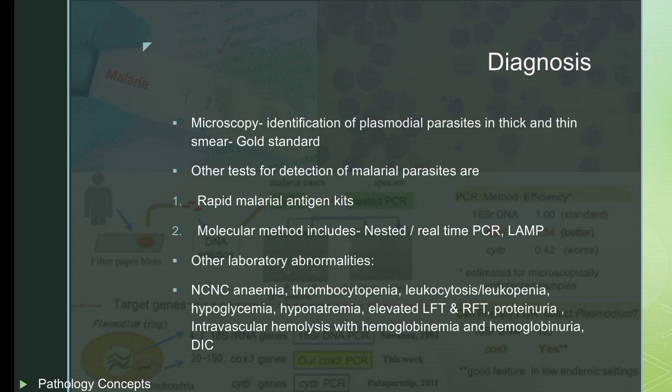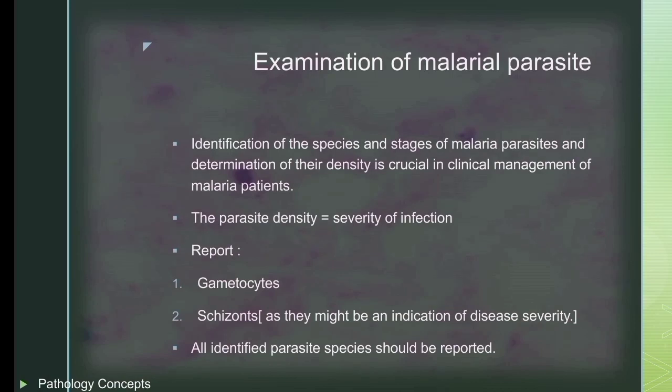Other laboratory abnormalities seen are normocytic normochromic anemia, thrombocytopenia, leukocytosis or leukopenia, hypoglycemia, hyponatremia, elevated liver and renal function tests, proteinuria, DIC, intravascular hemolysis with hemoglobinemia and hemoglobinuria. Identification of the species and stages of the malarial parasite and determination of their density is crucial in the clinical management of malarial patients.